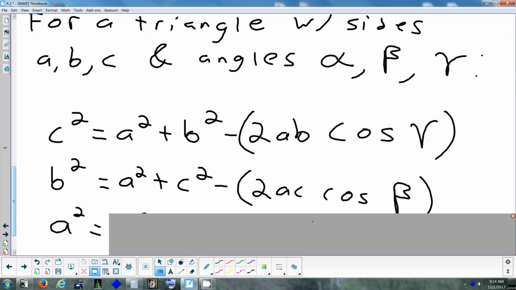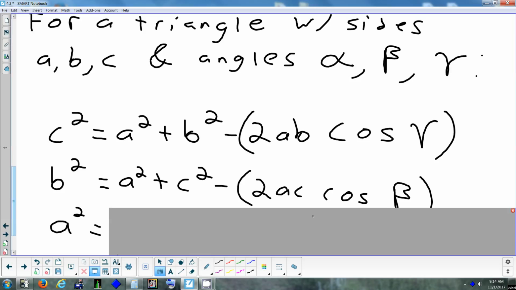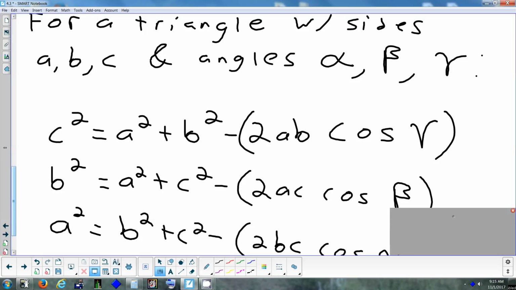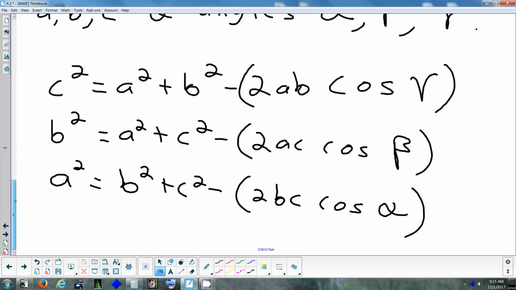So it's better if you can just remember the general idea, but I'll show it to you one more time. Anyone think they can give me the last version? A squared equals b squared plus c squared minus 2bc cosine alpha. So one side squared equals the sum of the other two squared minus twice the product of the other two times the cosine of the angle across from the side you started with.